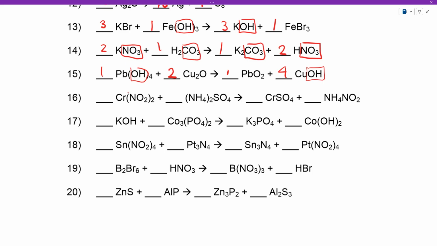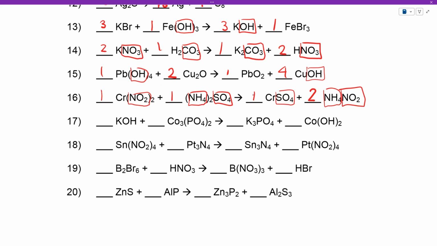Next, CrNO2 plus NH4SO4 yields CrSO4 plus NH4NO2. Let's do this. So over here we have 2 of these NO2s, but over here we only have 1. So let's put a 2 over here. Over here we have two NH4s, but it's already balanced over here. One SO4 over here, one SO4 over here, one chromium over here, and one chromium over here. So let's fill this once and let's double check quickly.